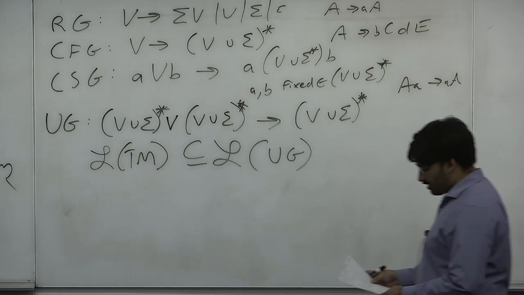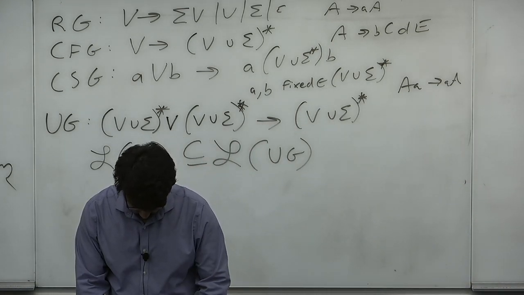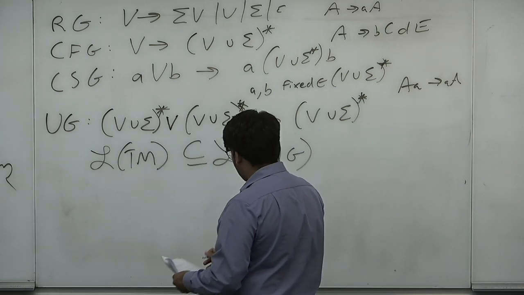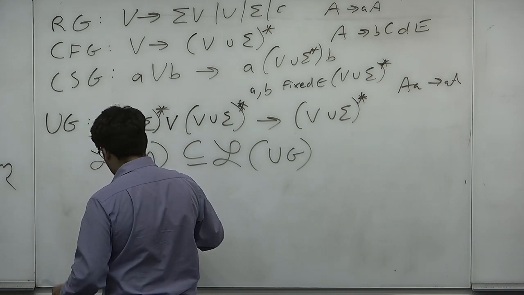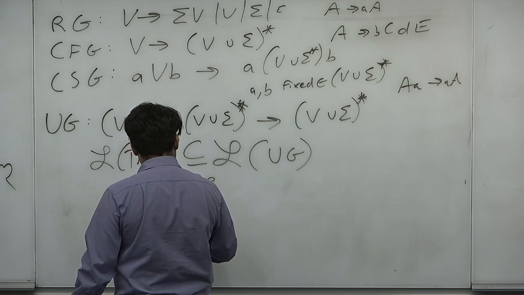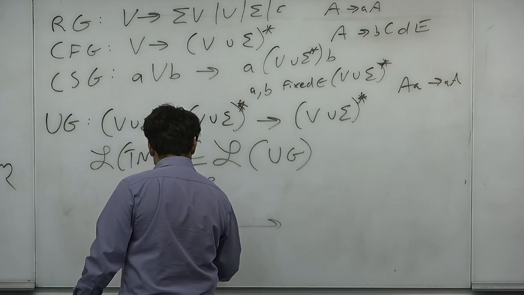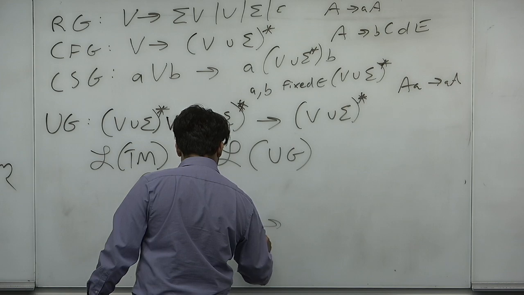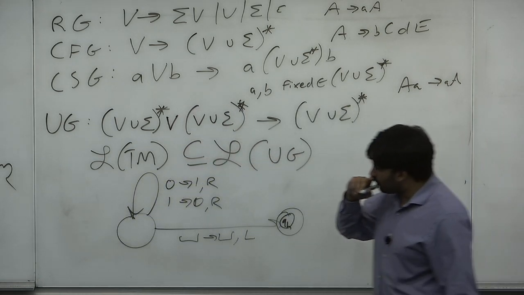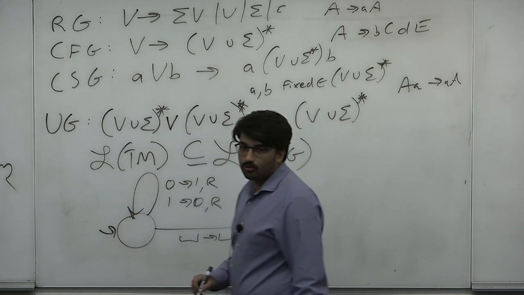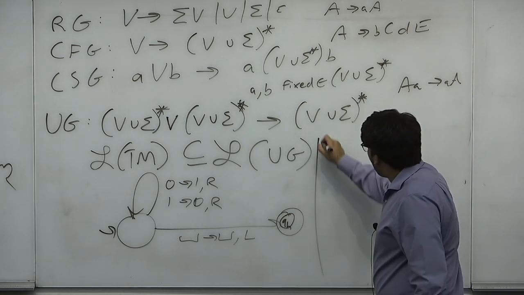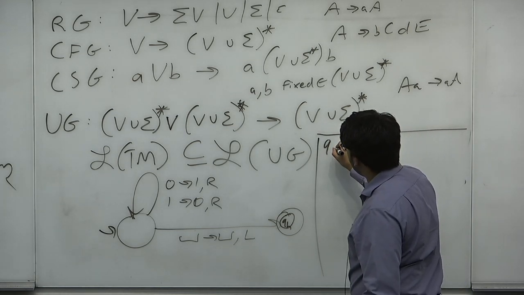Consider a Turing machine that looks like, let's see. Let's say we do the bit flip Turing machine again. What you're going to do is read a 0, write a 1, move right, read a 1, write a 0, move right. Consider the sequence of configurations of this machine. Let's start the machine on the string 1111.